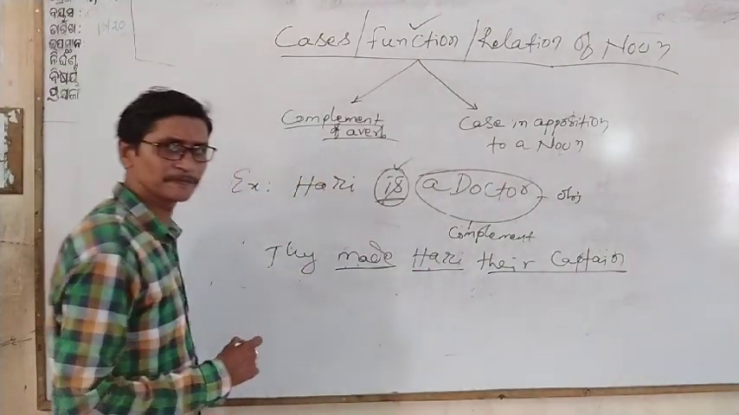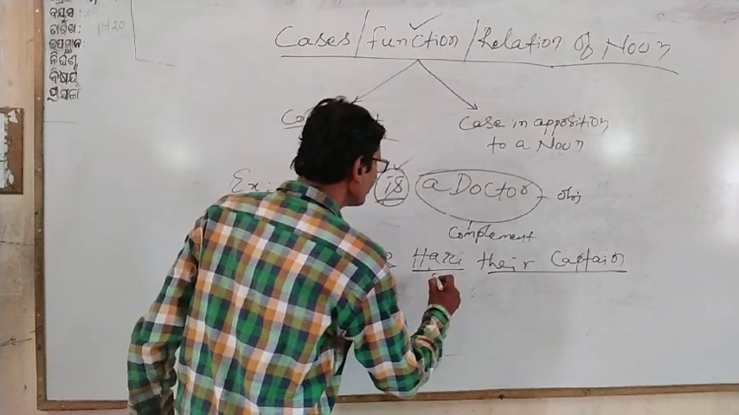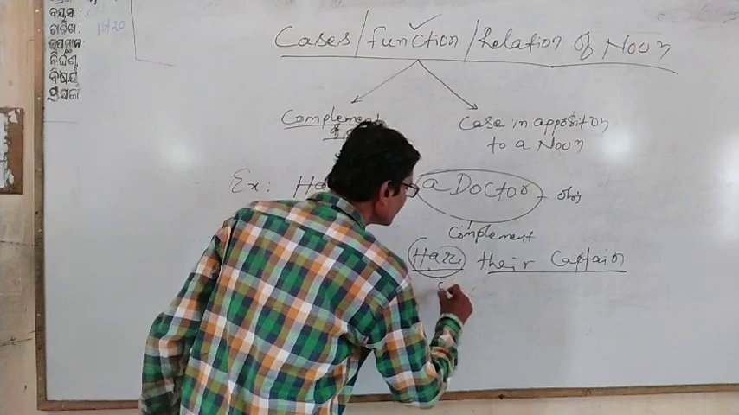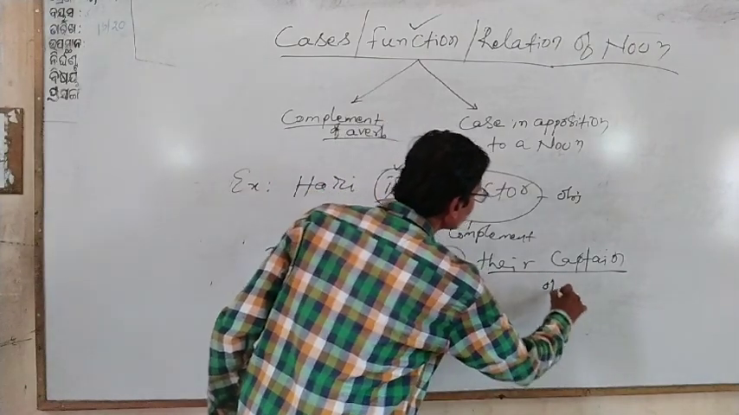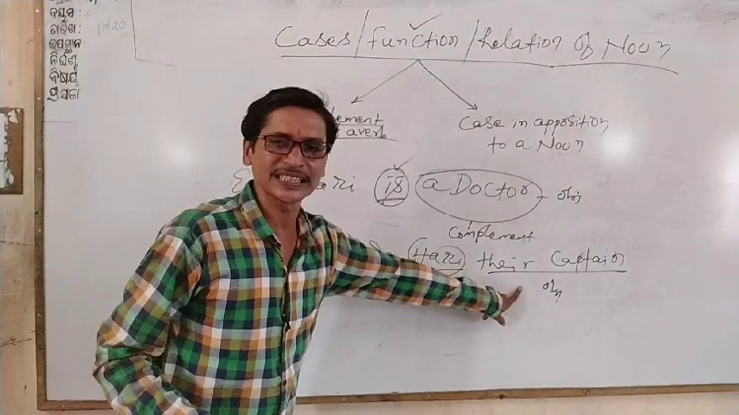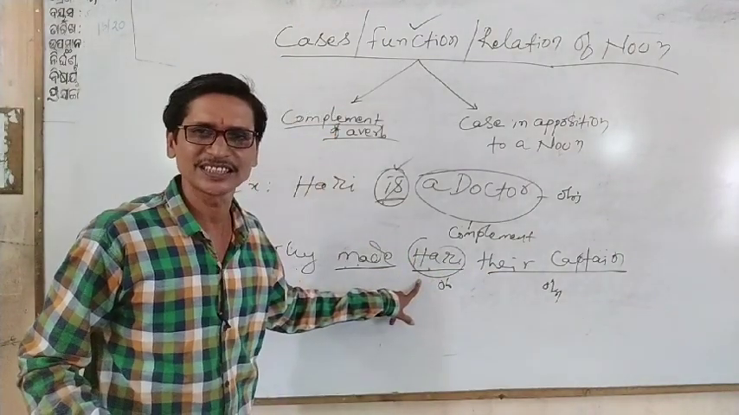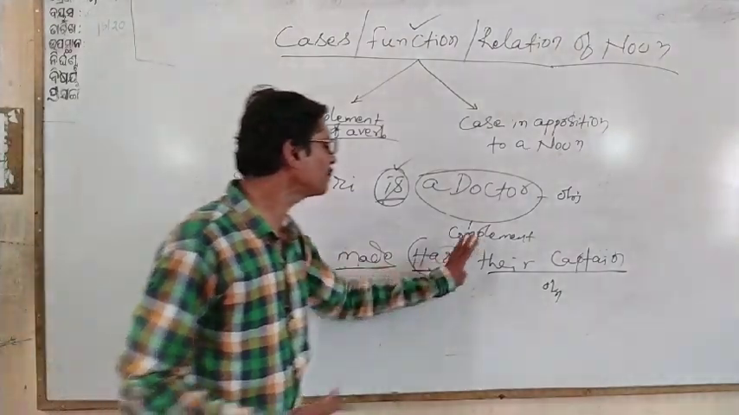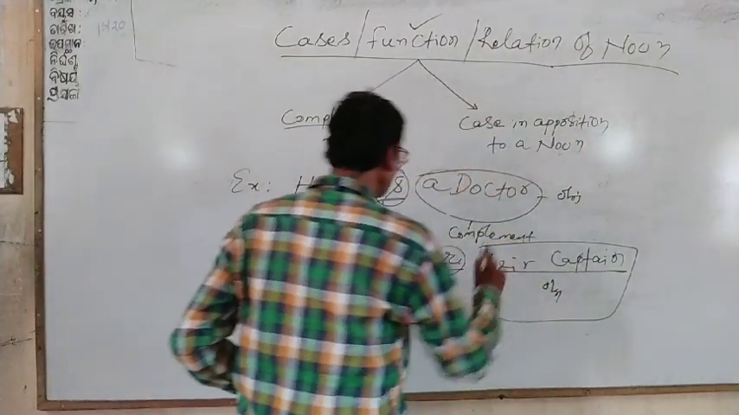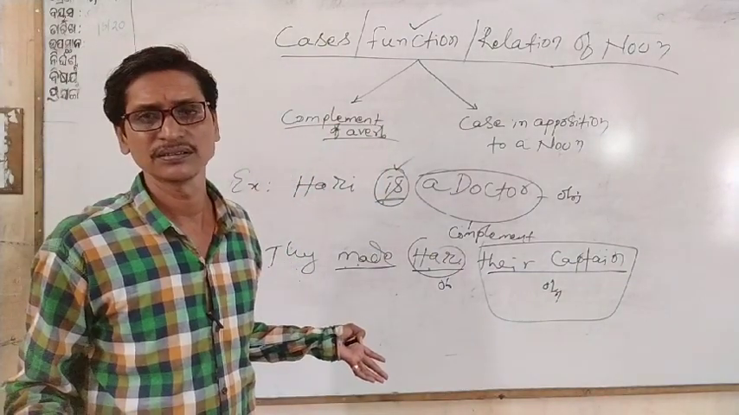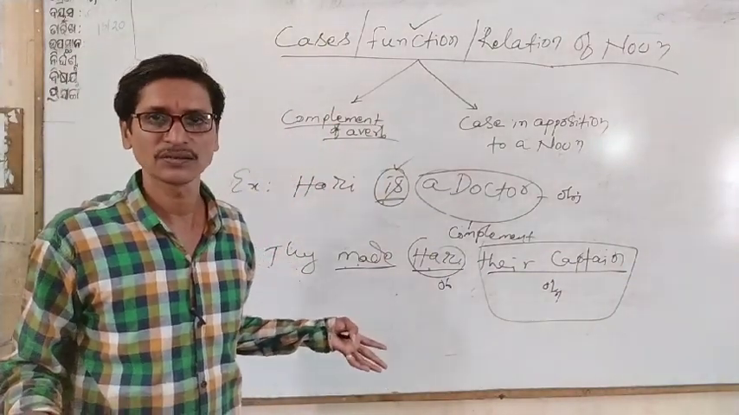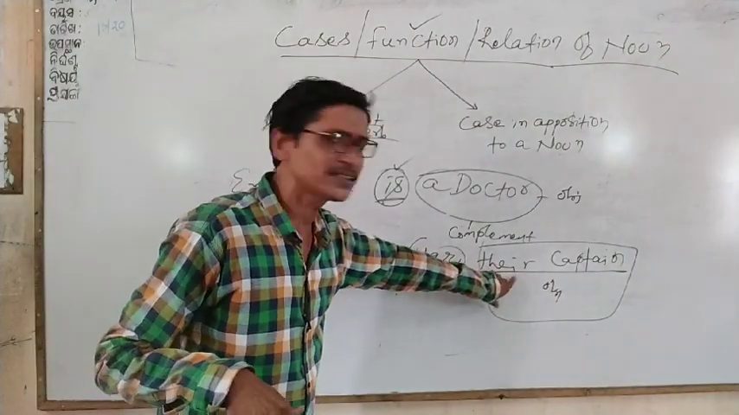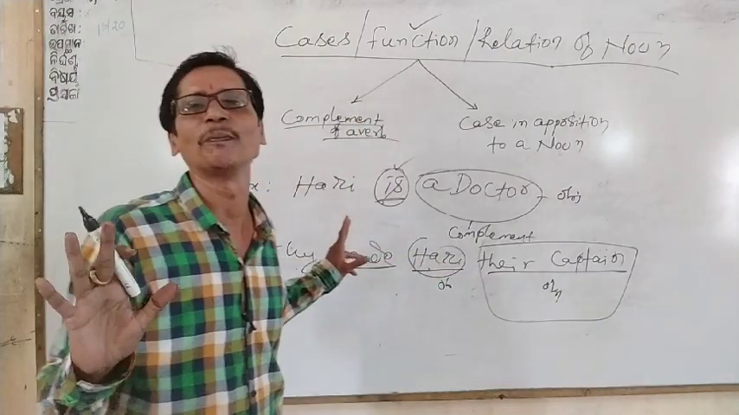This is a verb. What did they make? Two objects are available. This is an object. This is another object. And this object is the object of another object. You see? So, what happens? They made, if we don't write this much, they made Hari. They made Hari what? The question will come over there. So without this word, our sentence is incomplete.